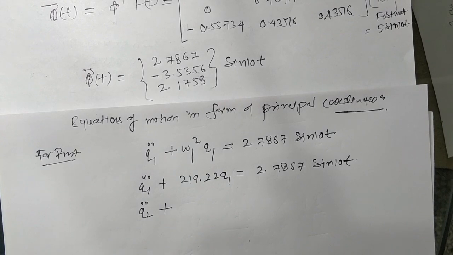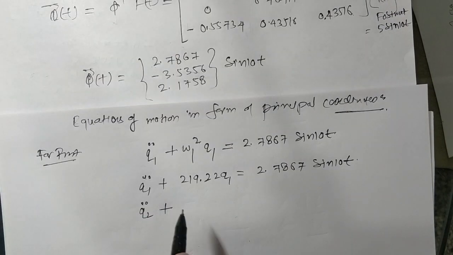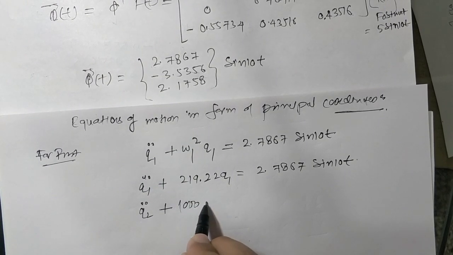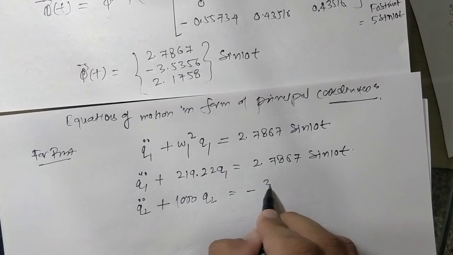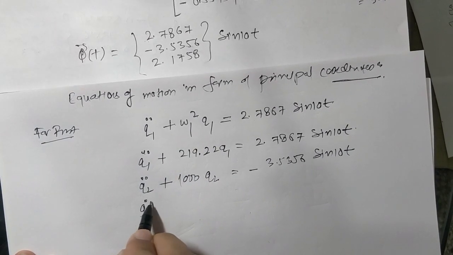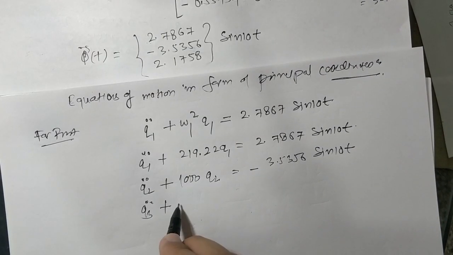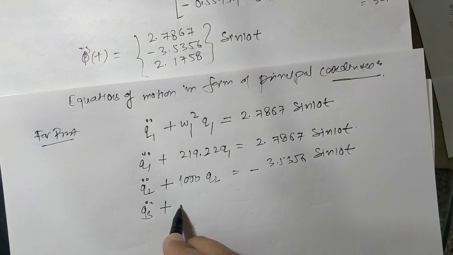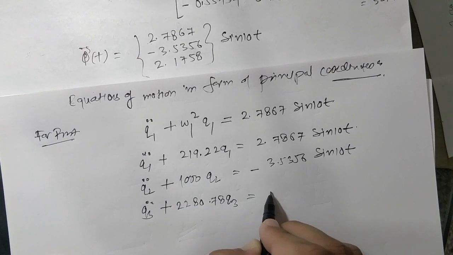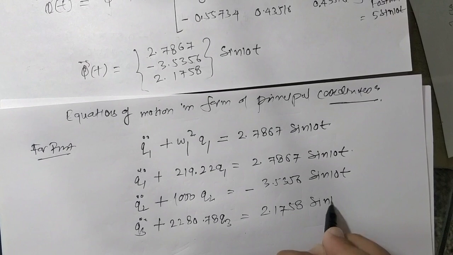and omega 2 was 1 under root k by m. If we put the values of k and m here, then we have 1000 q2 is equal to minus 3.5356 sin 10t, and this is q3 double dot, omega 3 was 1.510225 under root k by m, and if we put the values, this becomes 2280.78 q3 is equal to 2.1758 sin 10t.